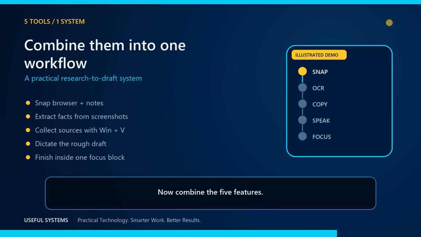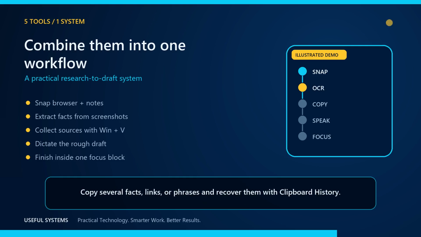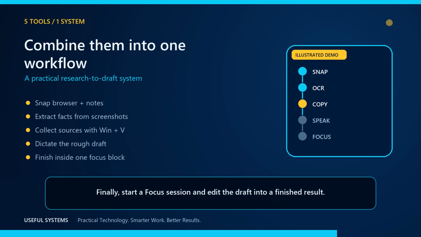Now combine the 5 features. First, use Snap Layouts to place your browser beside a notes document. When a source contains useful text in an image, capture it and use Snipping Tool Text Actions. Copy several facts, links, or phrases and recover them with Clipboard History. When the structure is clear, press Windows key plus H and speak the rough draft into your document. Finally, start a focus session and edit the draft into a finished result.